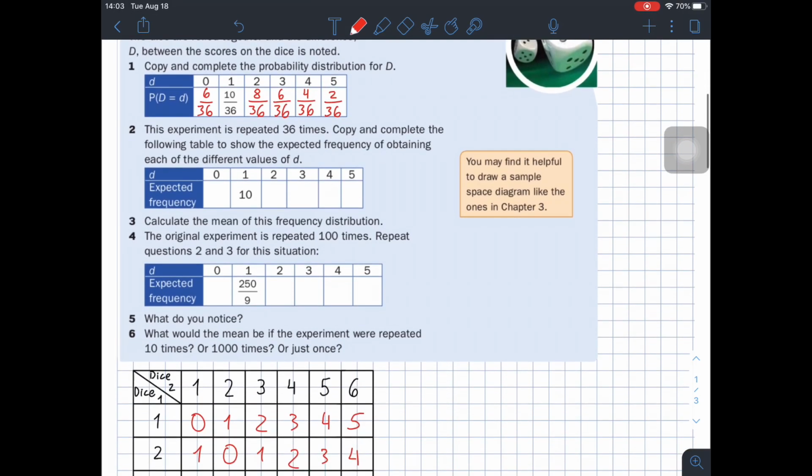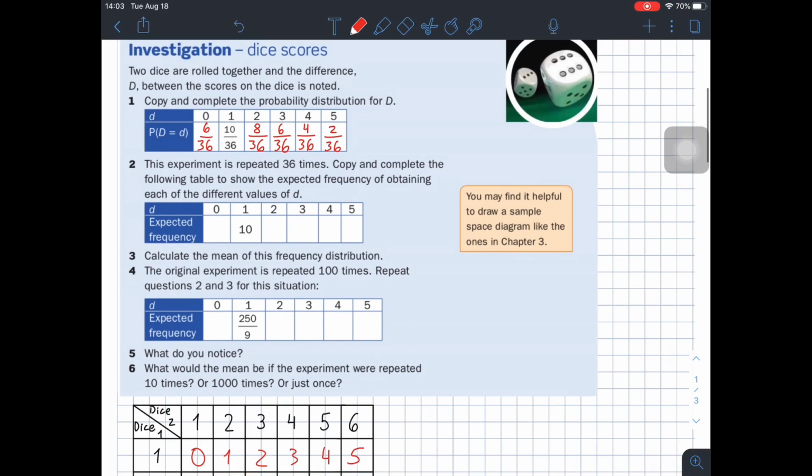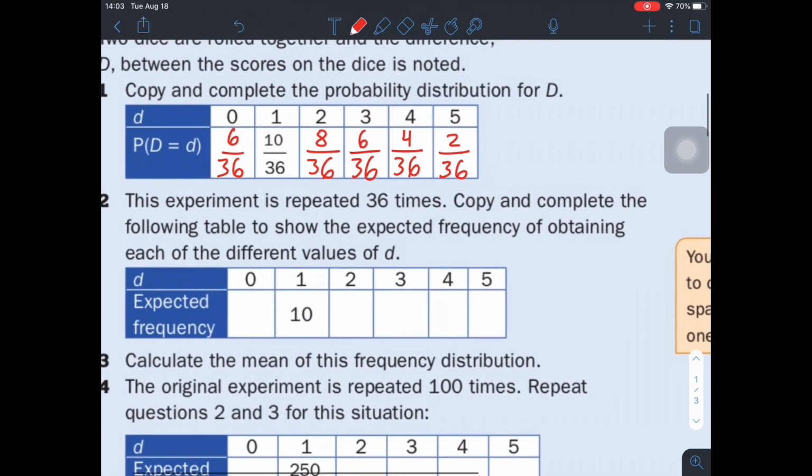Perfect. It says, this experiment is repeated 36 times. Copy and complete the following table to show the expected number of obtaining each of the different values of D. So if you take a look at this probability, the probability of obtaining 0 is 6 out of 36.